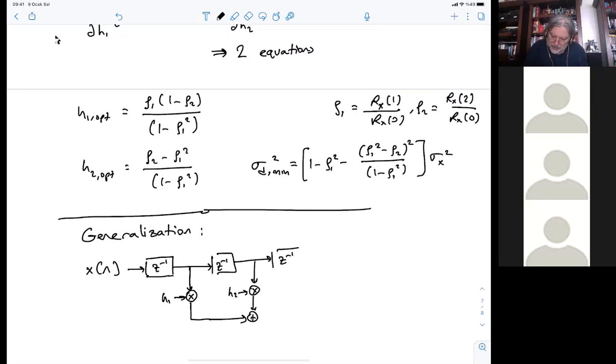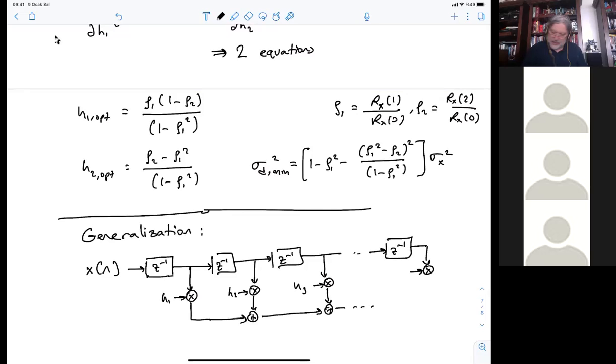Again delay, and scaling with this time h3, accumulate, and it goes on like this. Maybe the last is delayed again by a delay, and then finally scaled by the last, let's say h sub n, if it is a capital N tap prediction that we are doing, and finally accumulated to make a prediction x hat of n.